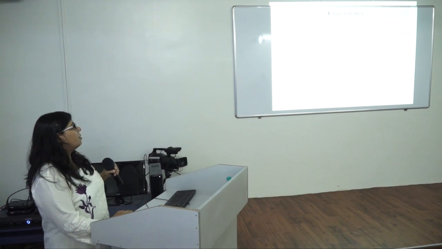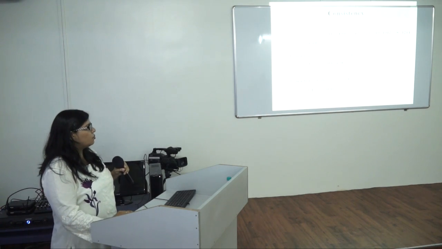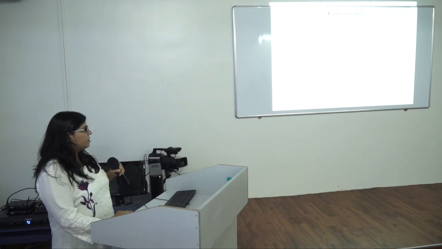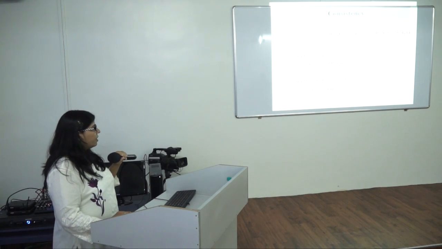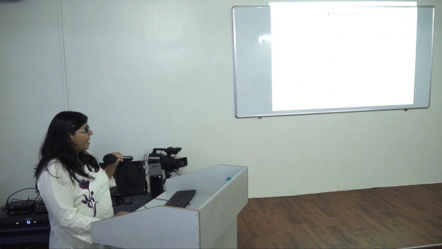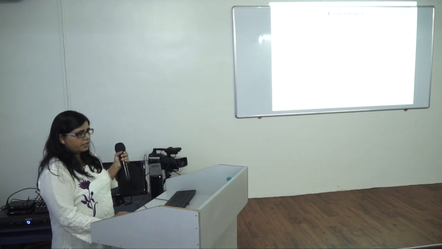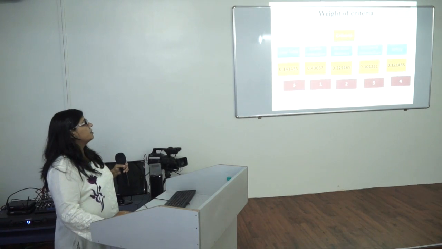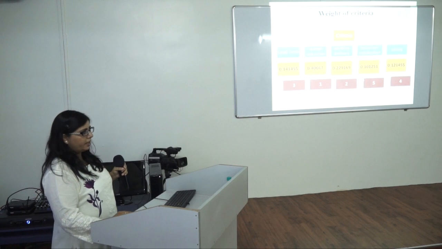So I calculate the lambda max. If the value of lambda max equals n, and here n is 5, so if the lambda max value is nearly 5, it is consistent. And we find the consistency index and consistency ratio. If the consistency ratio is less than 10%, all this calculation is accepted. My value is 0.0013, so this value is accepted. And this is the weightage of criteria and the ranking of the criteria.